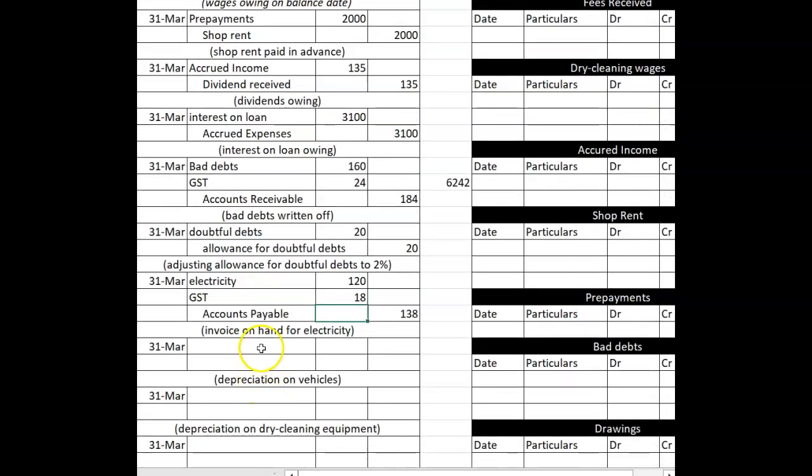Oh, we've got depreciation on vehicles. So debit is to, right, vehicle depreciation. And the figure you worked out for that one was 50 cents a kilometre multiplied by 6,500, so 3250.